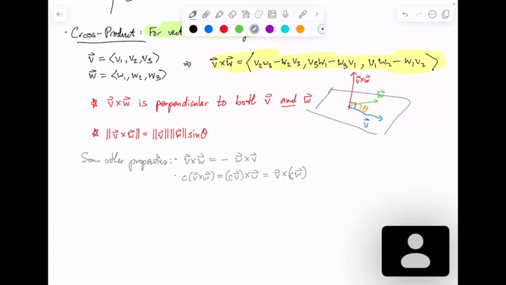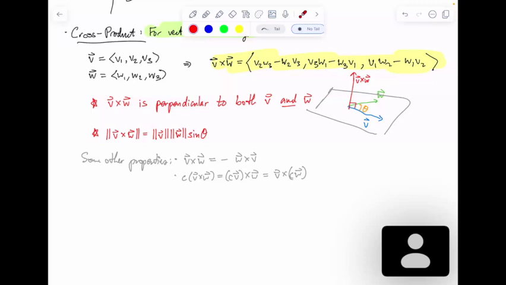As for the geometric interpretation of when the cross product is 0: if neither of these vectors is 0 and your cross product is 0, then sine theta is 0. That means that W is collinear with V. That means W is pointing in the same direction as V, up to a sign. So that's what this tells you.